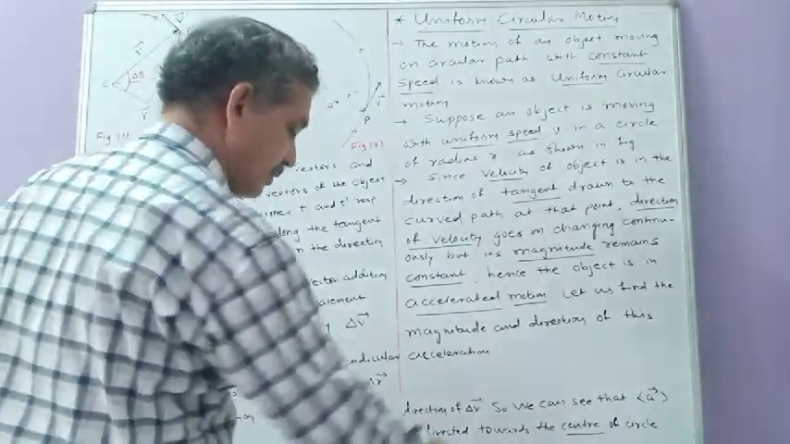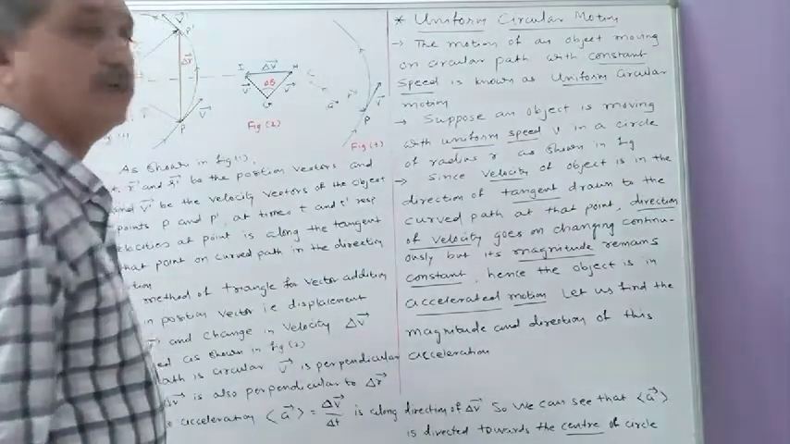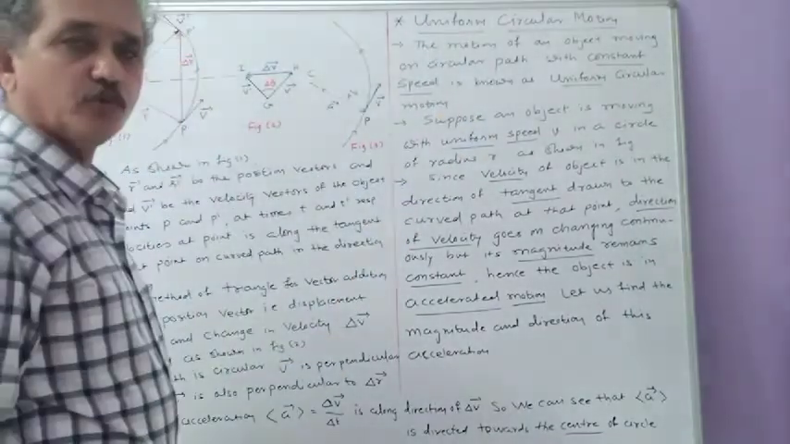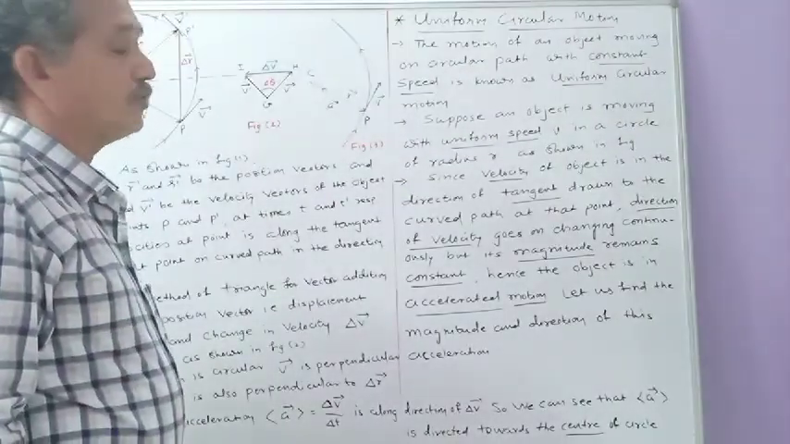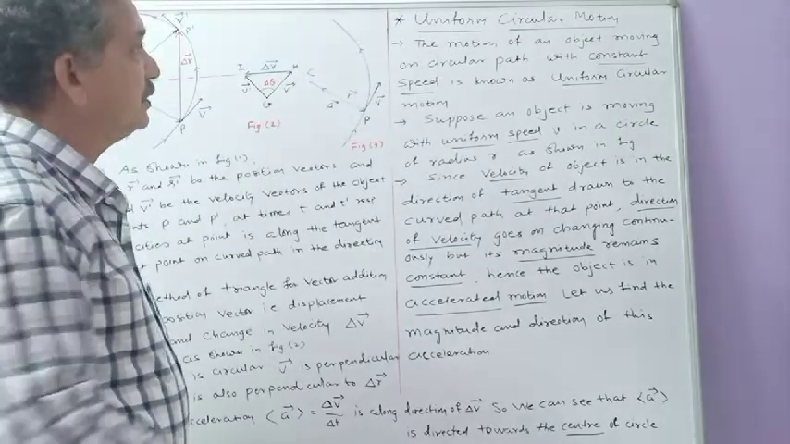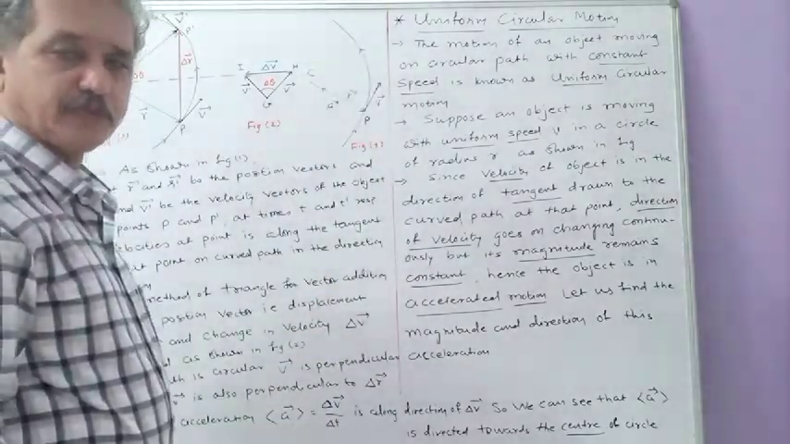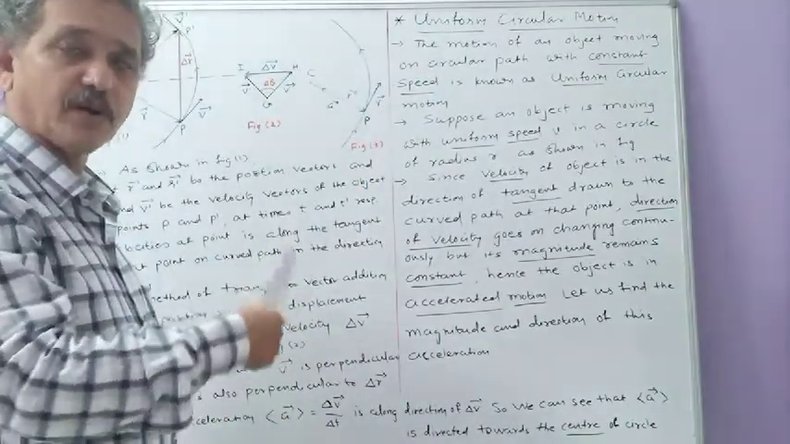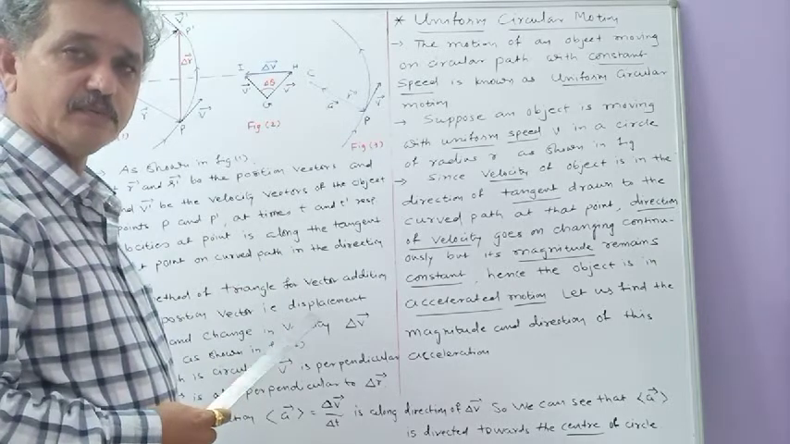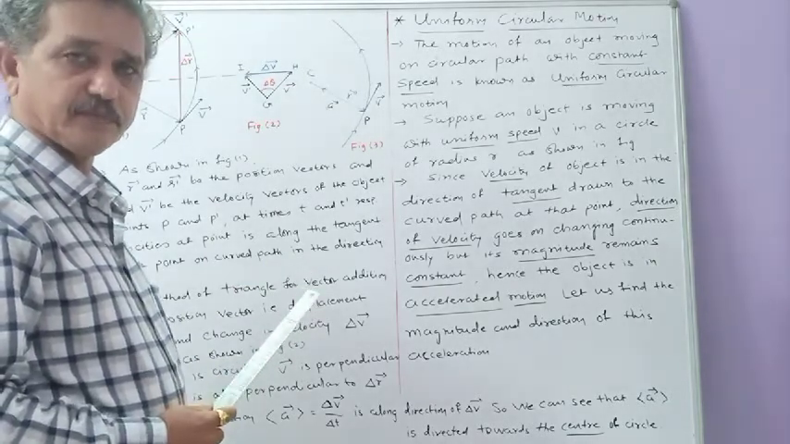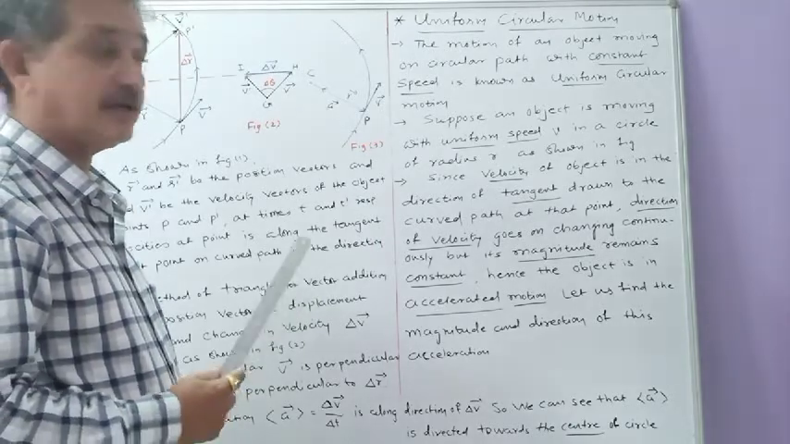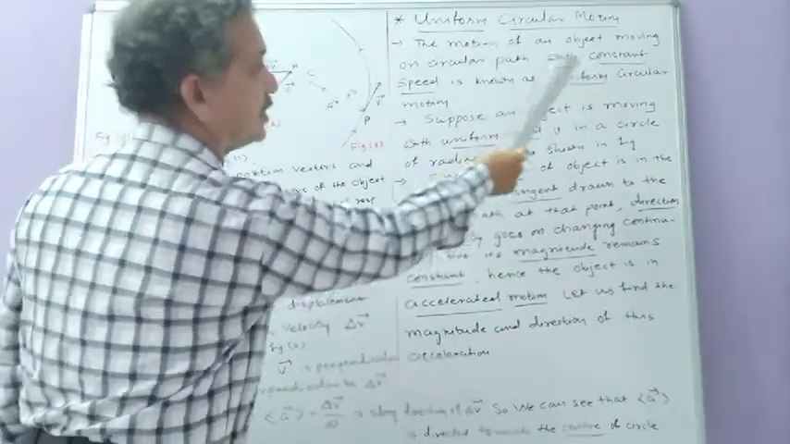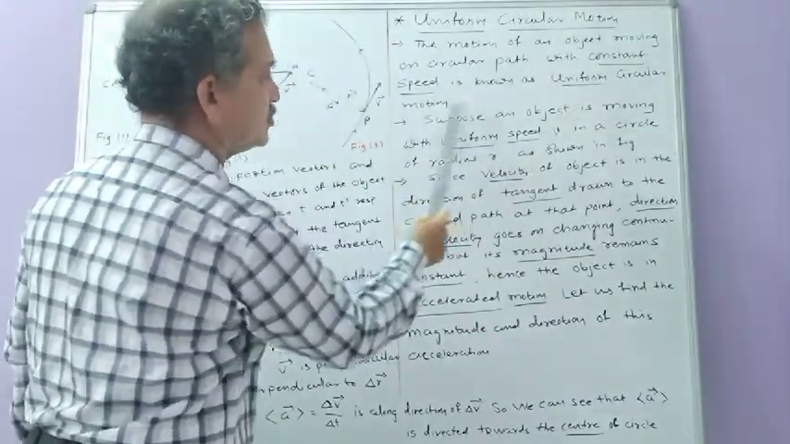Now let us study the next theory topic of this chapter 4, the last theory topic. It is uniform circular motion, a most important topic. So what is uniform circular motion? The meaning of uniform is constant. So if you find one particular object is moving on a circular path with constant magnitude of velocity, that means constant speed, then it is known as uniform circular motion. The motion of an object moving on a circular path with constant speed is known as uniform circular motion.